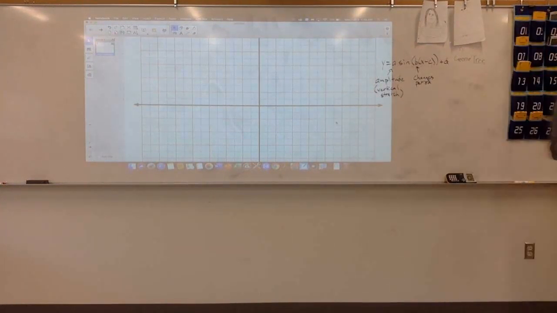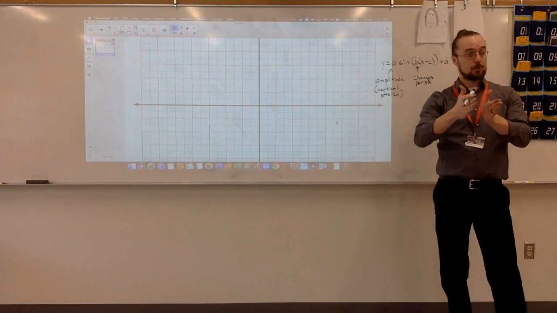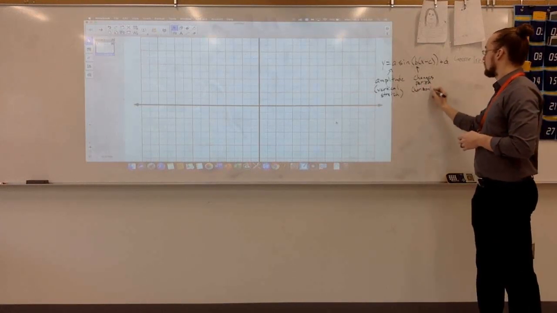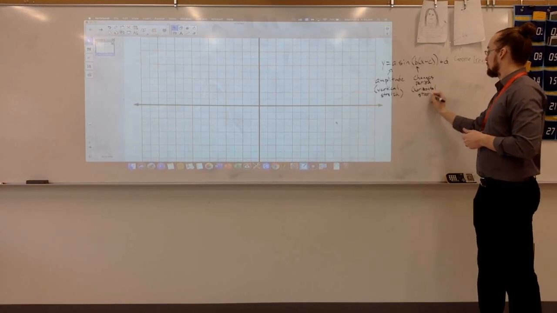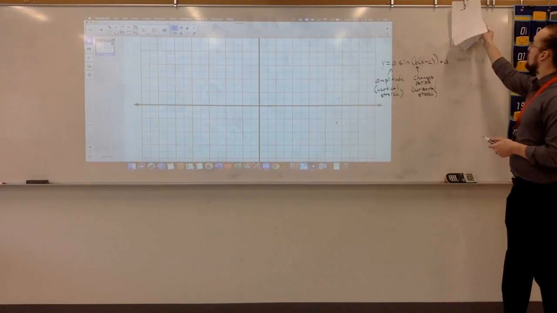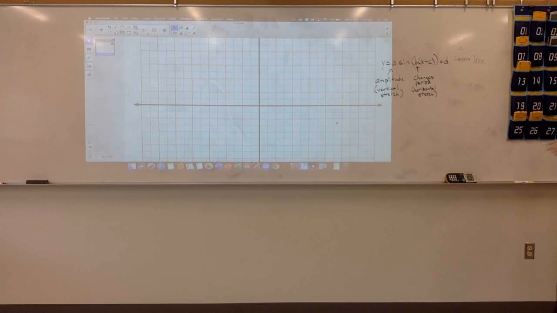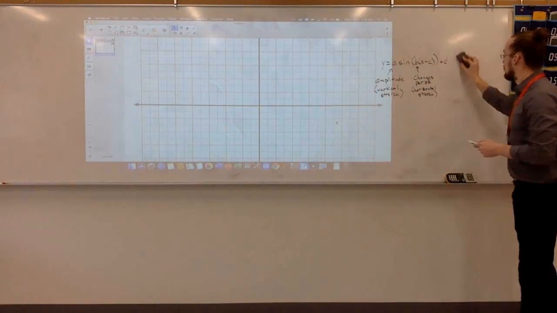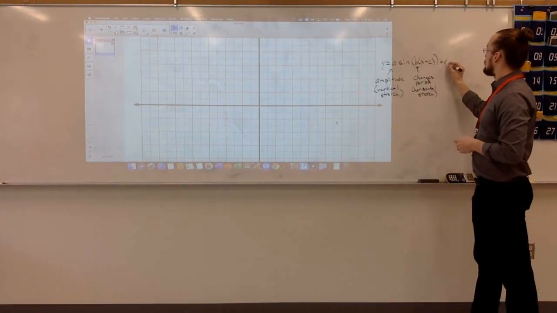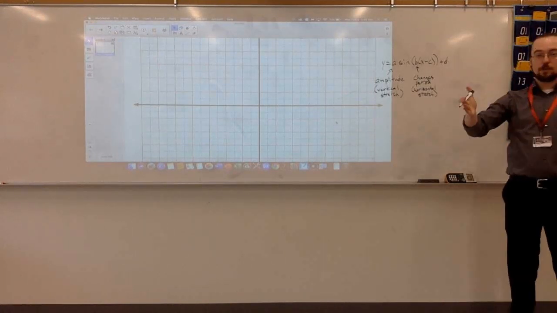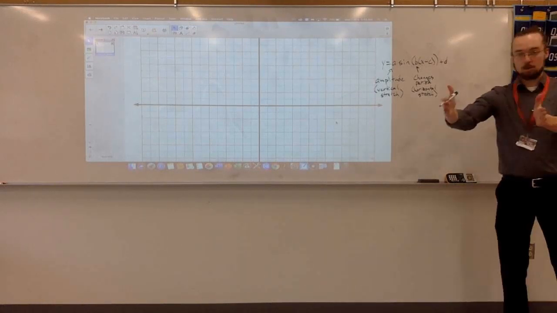So what it means to change the period is that it is a horizontal stretch or shrink. The C value is a horizontal shift. So the B value stretches or shrinks. The C value just moves horizontally.